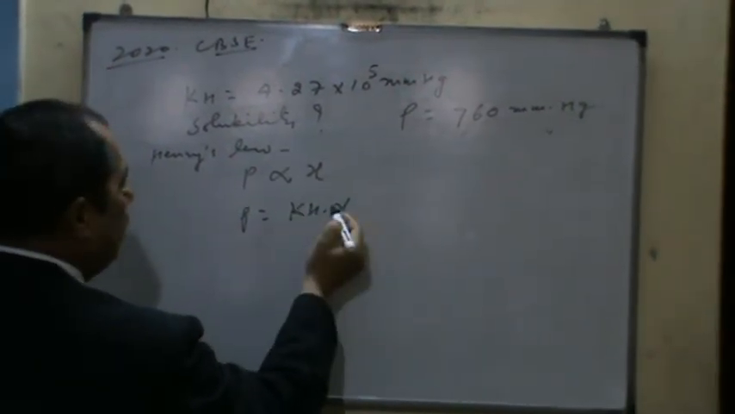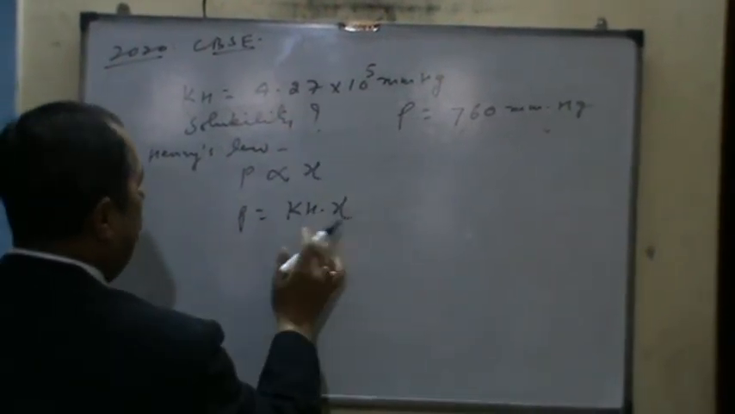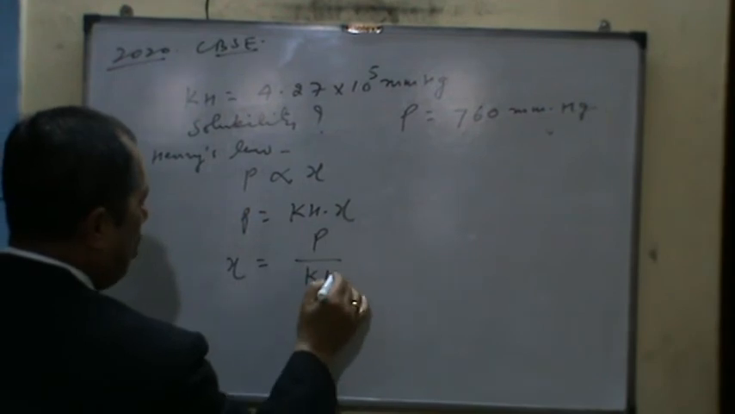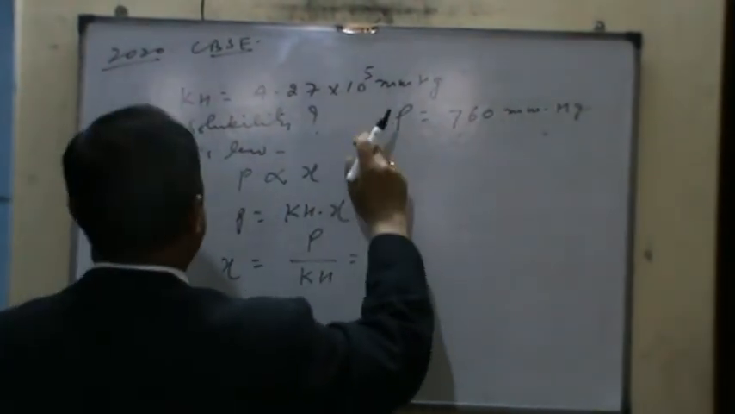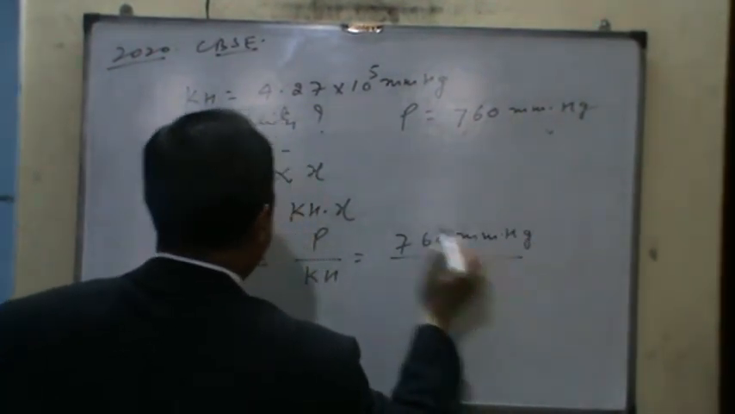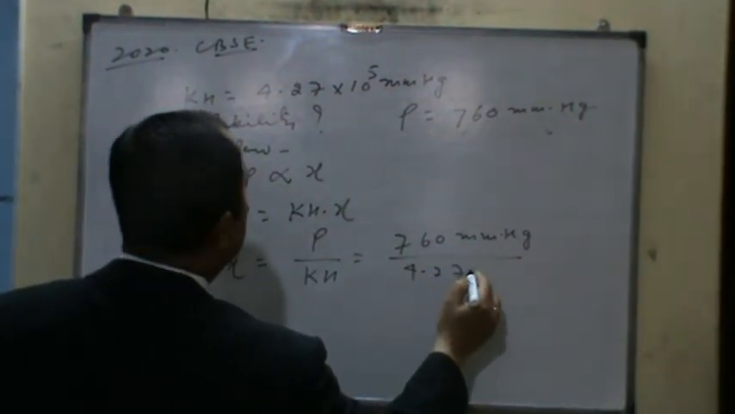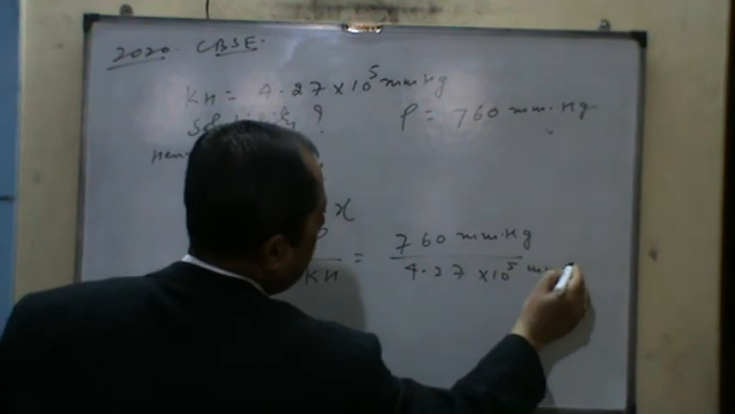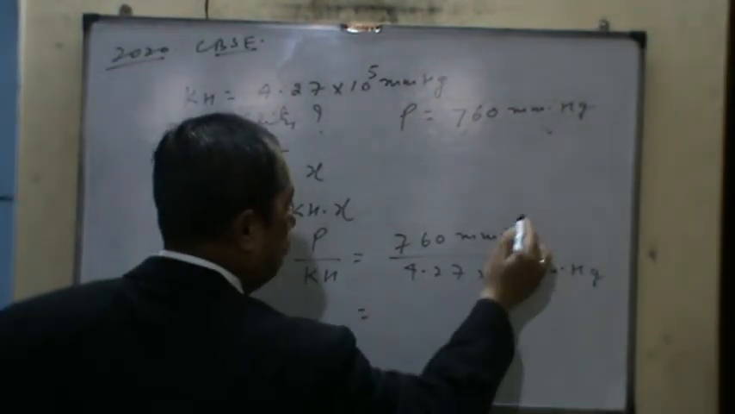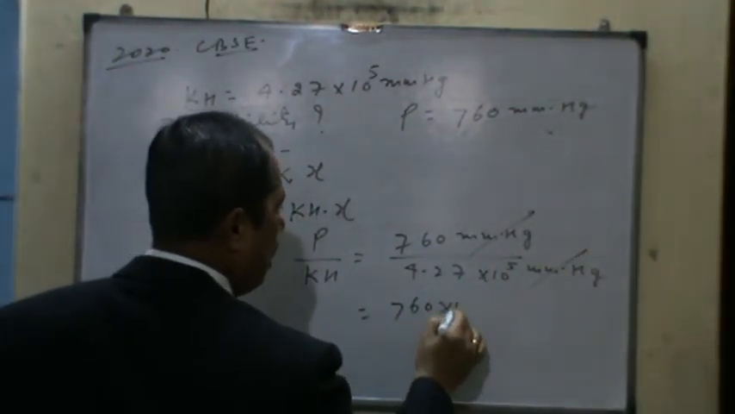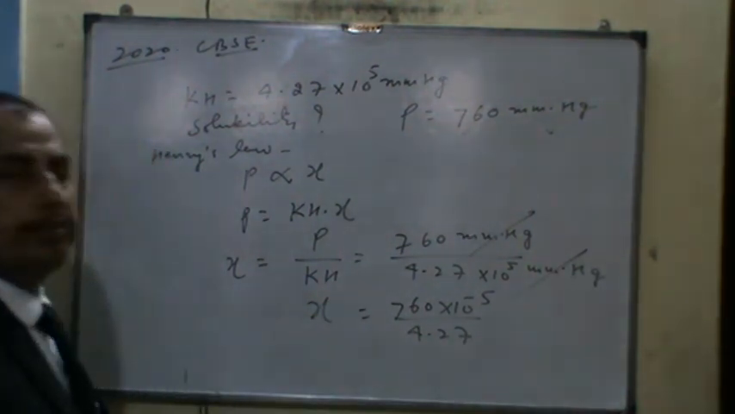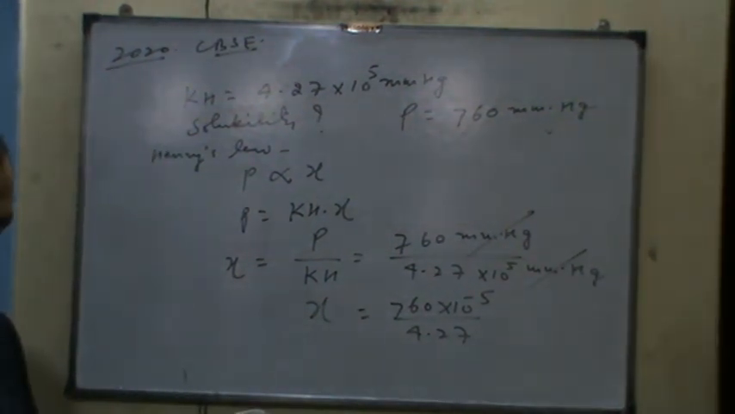And what we have to calculate? This is the solubility, that is mole fraction, equal to pressure upon KH. How much is the pressure here? This is 760 mm mercury divided by 4.27 into 10 power 5 millimeter of mercury. That is a very simple numerical, actually based on this law. Therefore, this is cancelled out. 760 into 10 power minus 5 divided by 4.27. This is the way you can calculate the mole fraction. I hope everybody is able to solve this question.